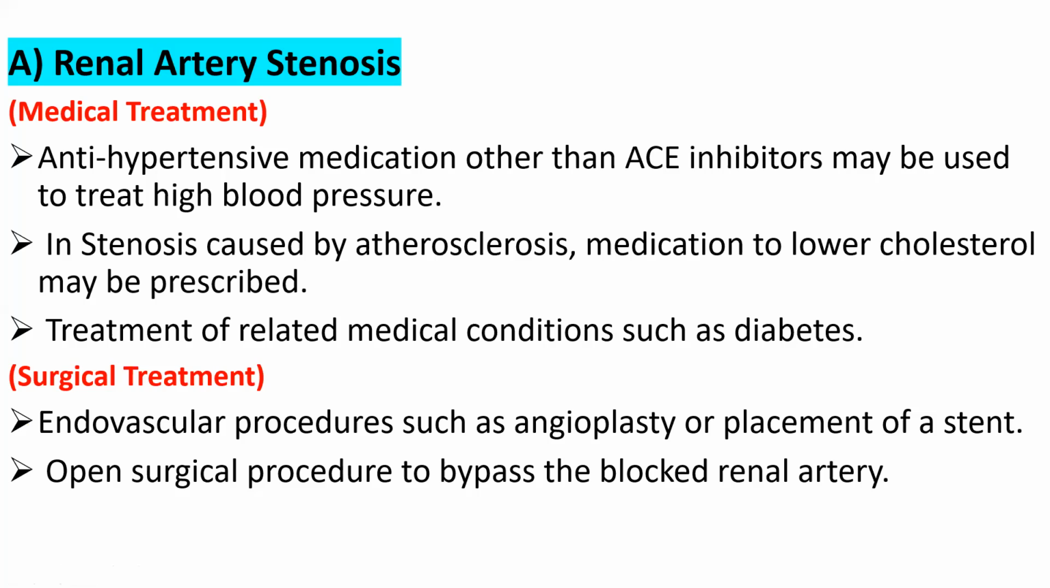And then it's surgical treatment. The name of the surgical procedure is endovascular procedure, which we simply call angioplasty. Angioplasty means here mainly the renal artery is opened, using a balloon or any other method. And then placement of a stent means they will place a tiny expandable metal coil inside the artery. Here also the same thing, they will try to open this renal artery.